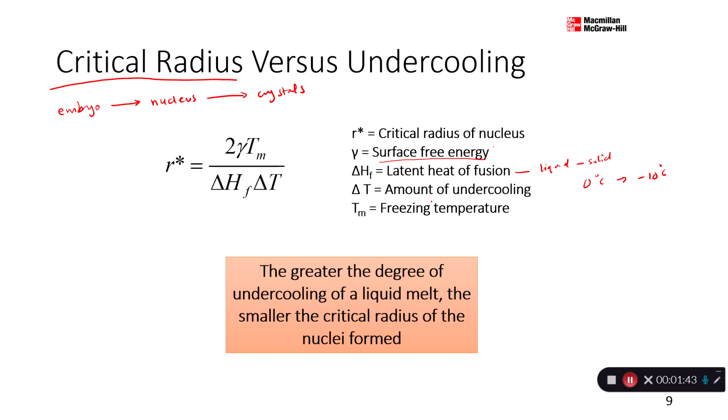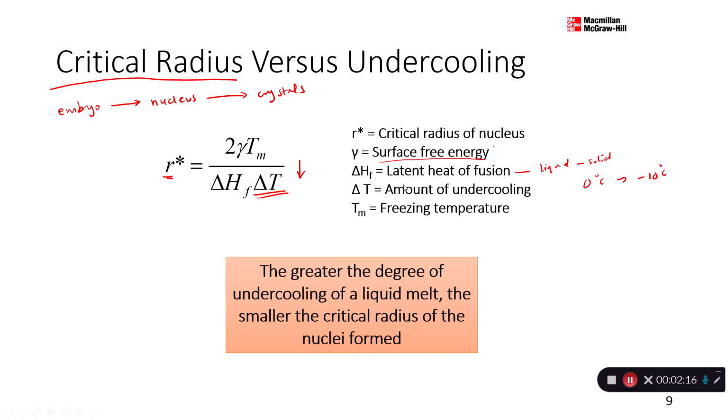What it says here is the greater the degree of undercooling, the smaller the critical radius of the nuclei formed. So if delta T is big, obviously this whole expression will be smaller, resulting in a smaller critical radius. So with higher undercooling, the radius of the nucleus needs to be smaller before it starts turning into crystals.